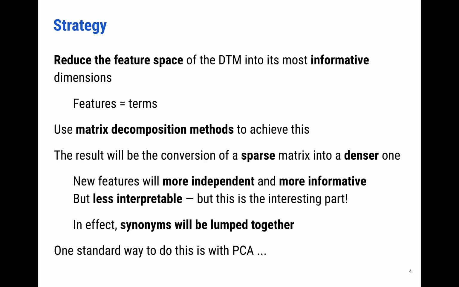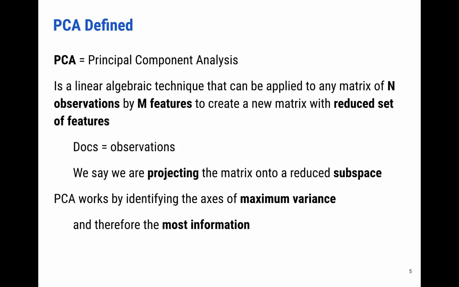So one standard way to do that is with PCA. PCA, of course, means principal component analysis, and it's a linear algebraic technique that can be applied to any matrix of n observations and m features that will create a new matrix with a reduced set of features, and these new features are going to be more informative. Here, the observations are documents, and as we said earlier, the features are terms. In the terminology of principal component analysis, we say that we're projecting our original matrix onto a reduced subspace, and we're transforming the original matrix into this smaller matrix that's going to be more informative and more useful in some ways.